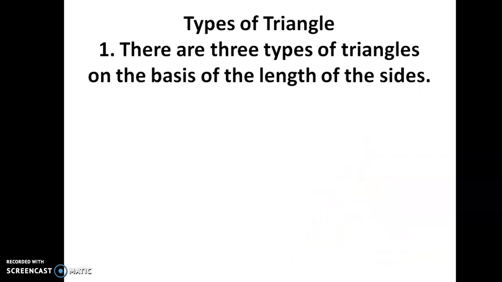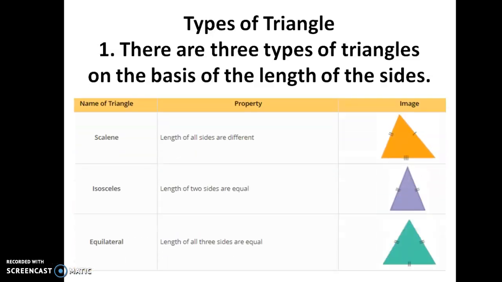Types of triangle. There are three types of triangles on the basis of the length of the sides. Scalene: the lengths of all sides are different. If all three sides are different, then it's a scalene triangle.